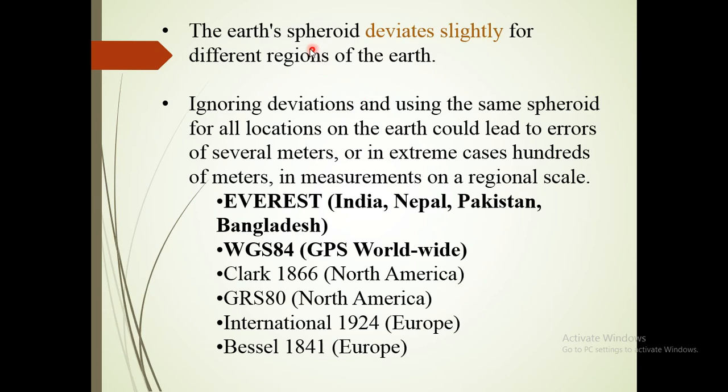Okay. We know that the spheroid fits slightly different regions of the Earth. Okay. So ada banyak measurements at regional scale. Everest, this is different. And then you have the WGS 84, the GPS worldwide. You have Clarke 1866. So the one that you've been using now is the World Geodetic System. This one is the standard one worldwide. But before that, there's Clarke, GRS, International. Even China and Japan use their own geodetic system because for them maybe the standard one cannot represent the topography very well, so they need their own system.